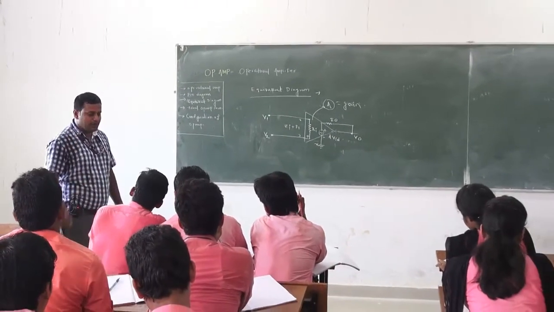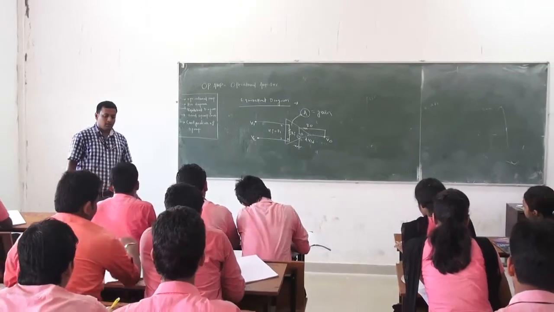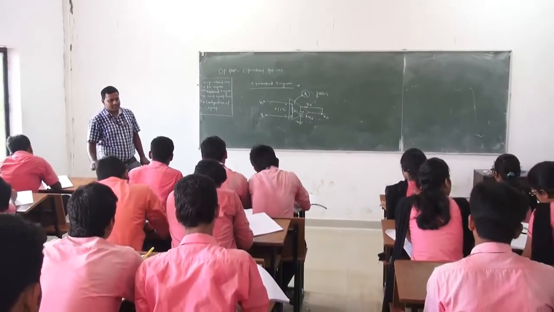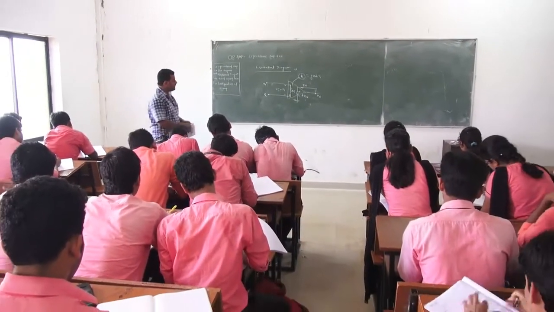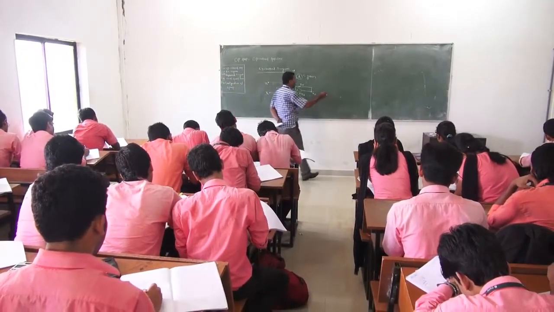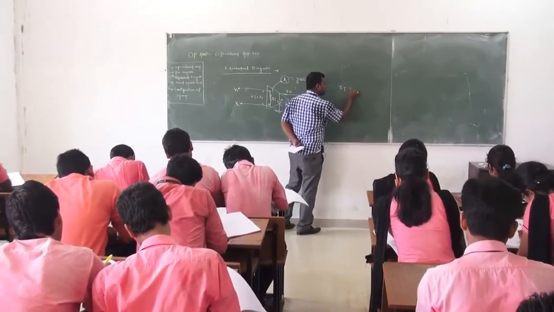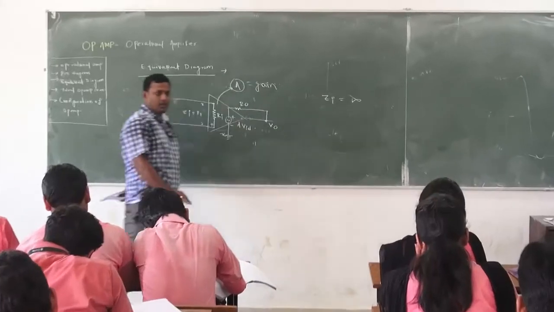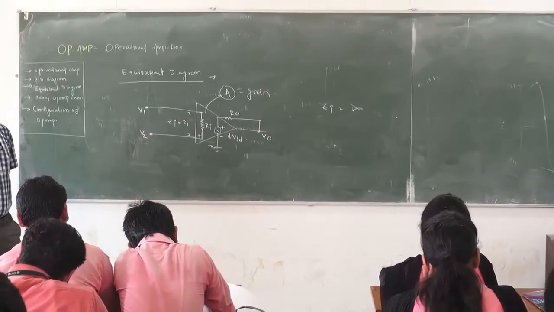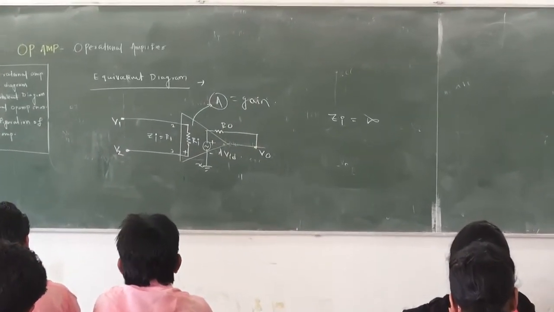First point, the input impedance is very high. So I can say Zi is equal to infinite. For an op-amp, the first ideal characteristic is that input impedance is very high.